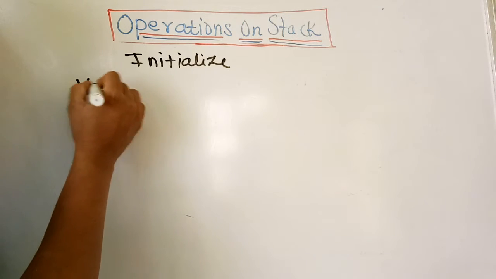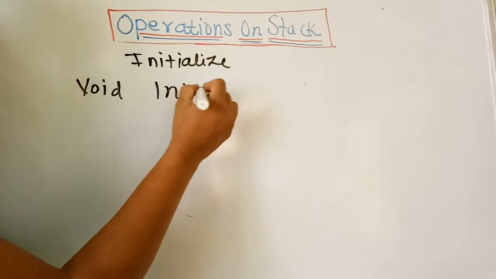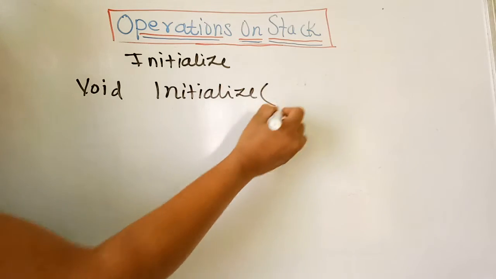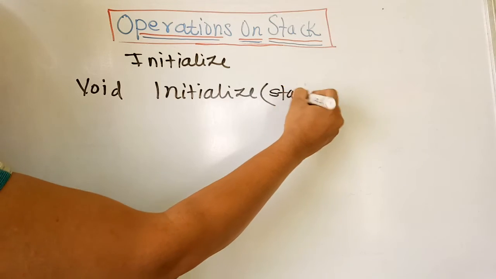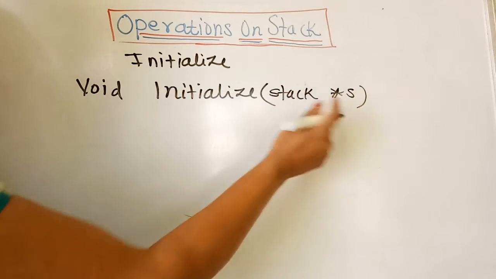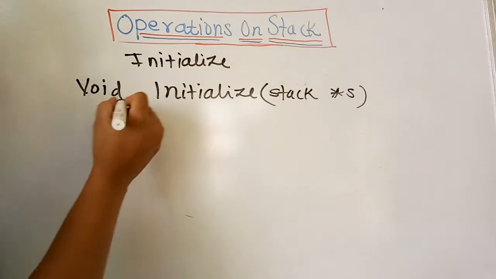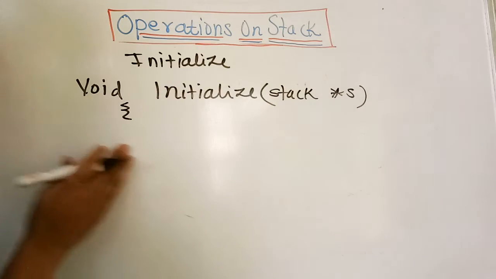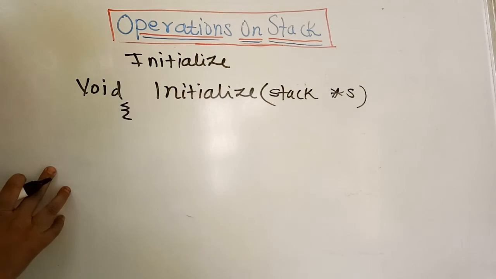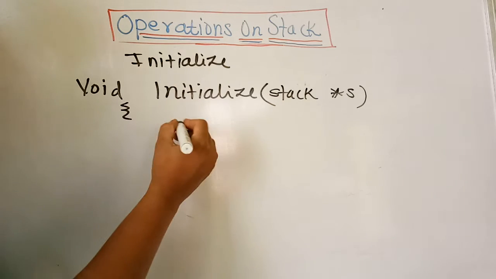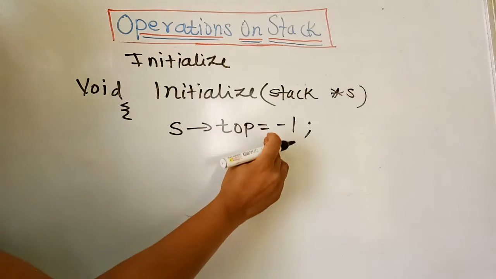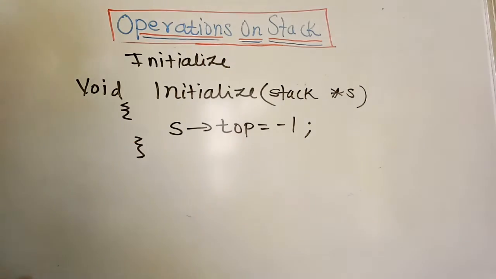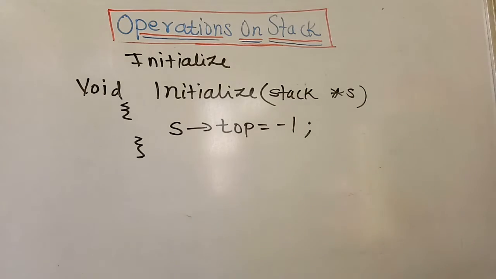For that, the initialize function will be like void initialize. As it is not returning any value, its return type is void. Then you have to pass the variable of the stack data structure, that is struct stack *s. Then the simple procedure for this function is that you have to make the stack empty, meaning you have to make top minus 1, that is s->top = -1. So this is the functional mechanism for initializing the stack as empty.